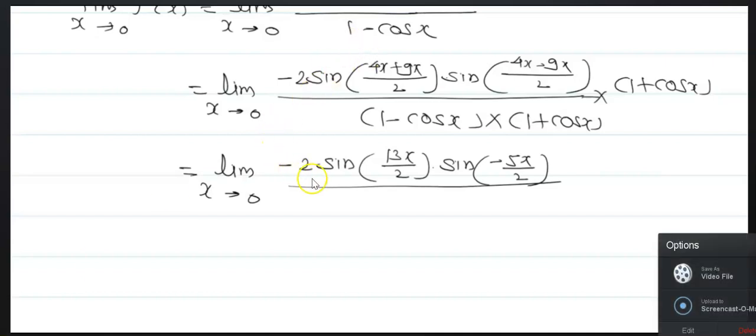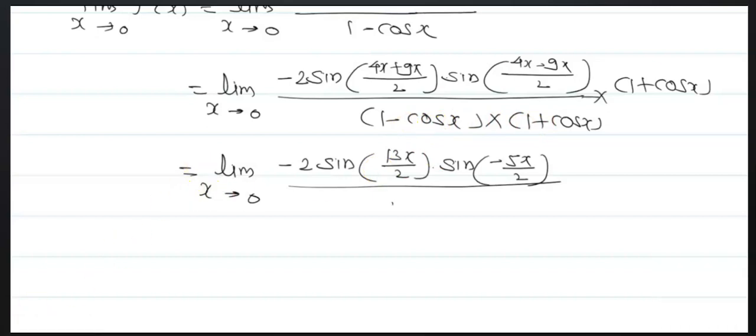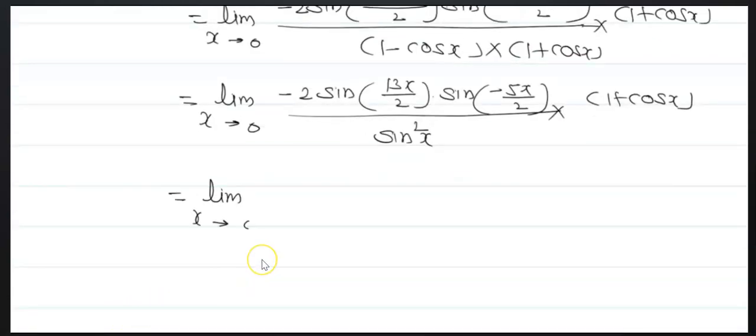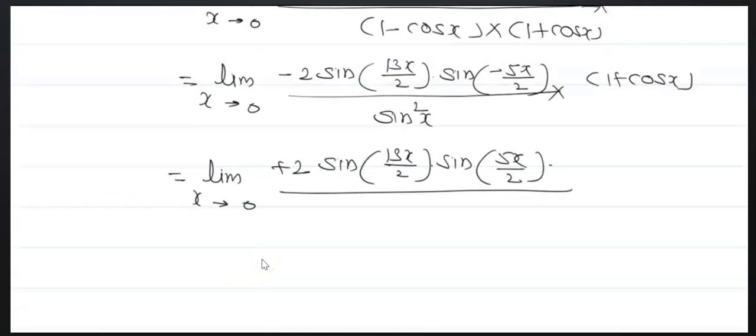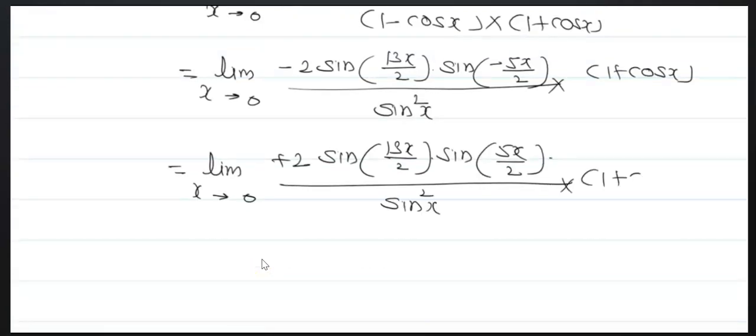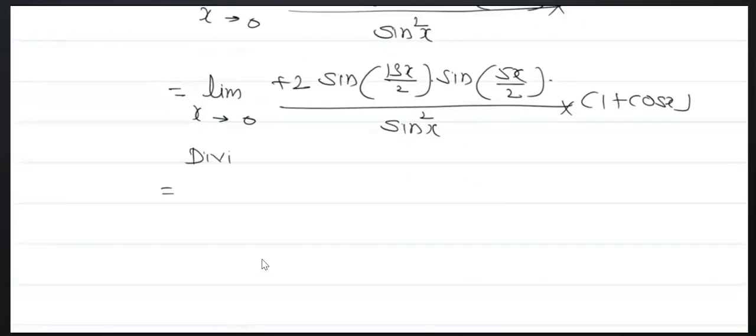Therefore, you will get minus 2 sin of 13x upon 2 and sin of minus 5x upon 2, over 1 minus cos x into 1 plus cos x. Then you will get 1 minus cos square x, which is sin square x. Therefore, divide numerator and denominator by x square: 2 sin of 13x upon 2 into sin of 5x upon 2 upon sin square x into 1 plus cos x.